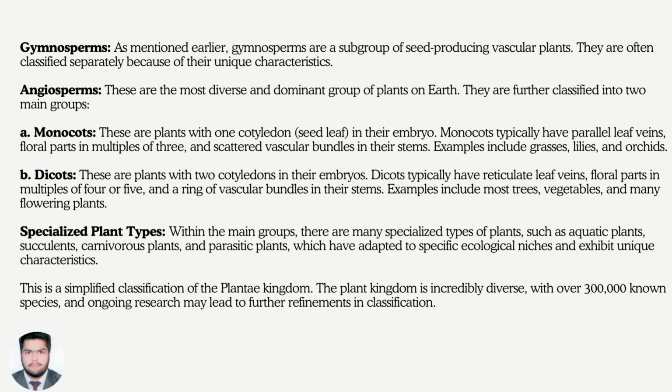Dicots. These are plants with two cotyledons in their embryo. Dicots typically have reticulate leaf veins, floral parts in multiples of four or five, and a ring of vascular bundles in their stems. Examples include most trees, vegetables, and many flowering plants.